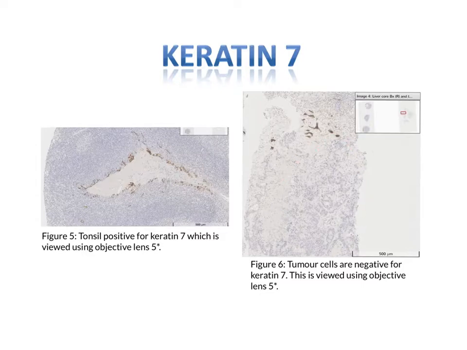From this immunohistochemistry staining, we can assume that the cancer cells are derived from the gut, as they stain positive for keratin 20, but negative for keratin 7. Therefore, we can assume that the primary tumour is colorectal carcinoma.